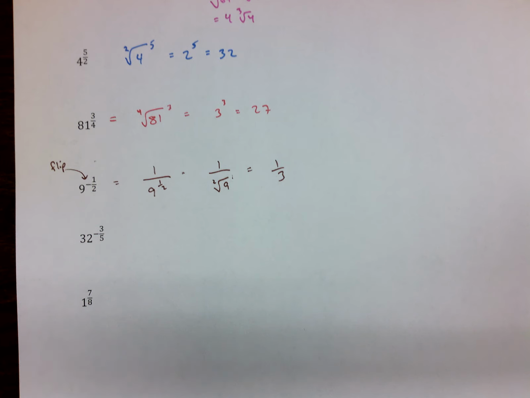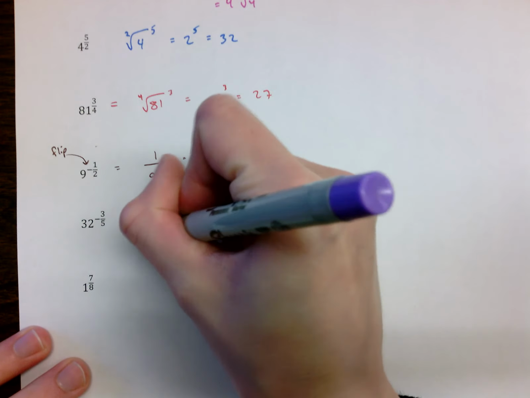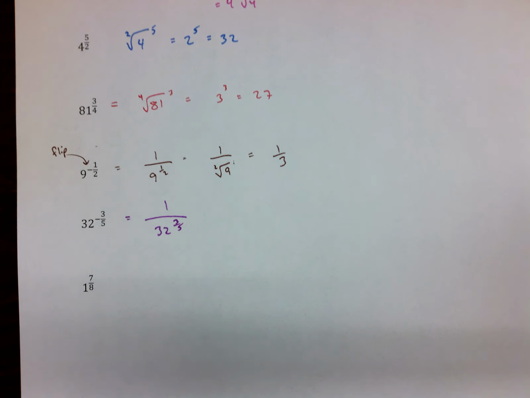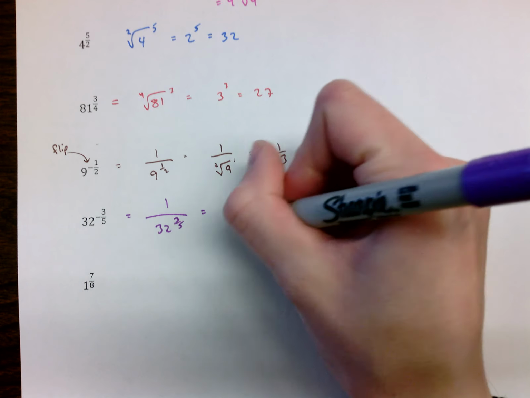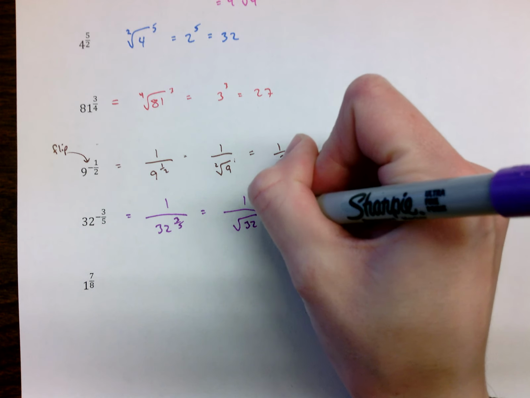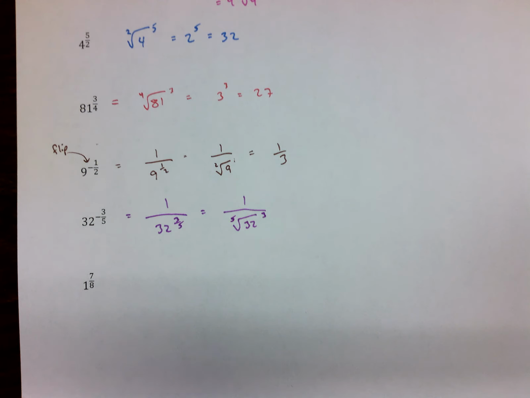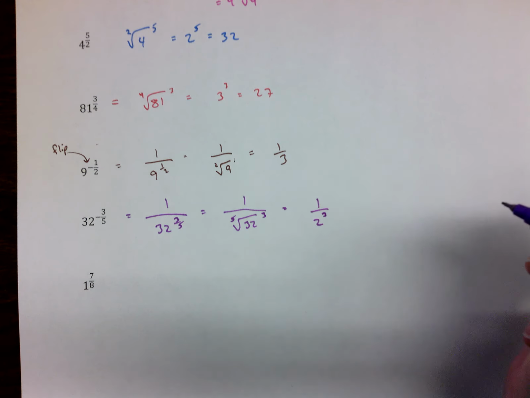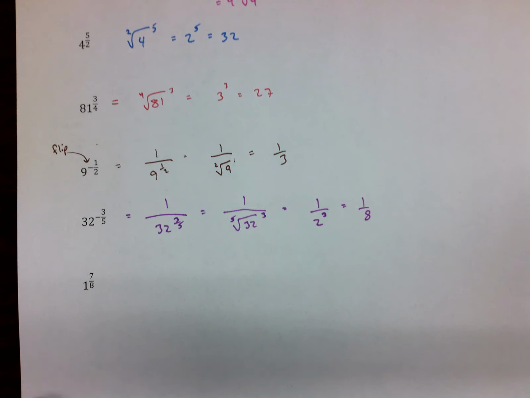All right, this next guy, 32 to the negative 3/5. So this is 1 over 32 to the 3/5, right? I think I said 3/2, I meant 3/5. So then I can convert that from there. Power over root, so 3 and 5. The fifth root of 32 is 2. So this is 1 over 2 to the third power, which is 1/8. And that's my simplified expression.